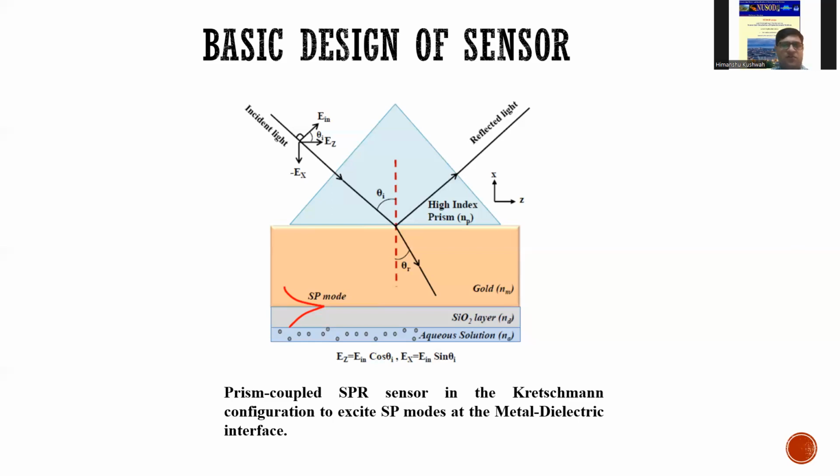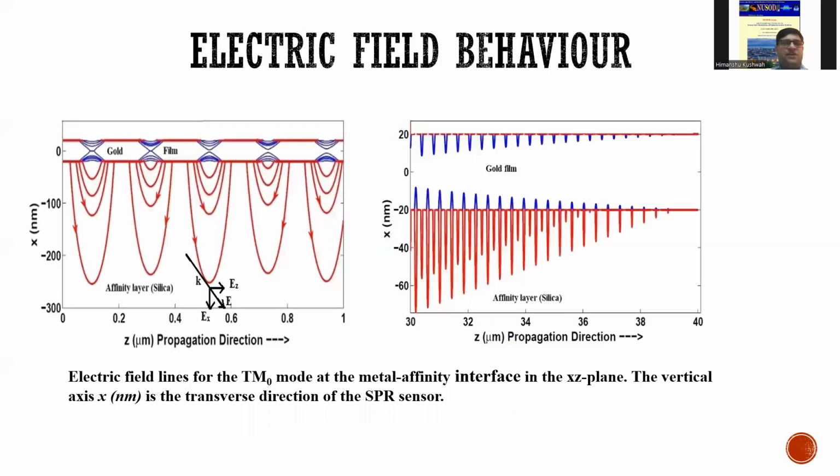So we define the input optical coupling efficiency as the percentage of the electric field intensity present in the input coupling electric field getting coupled into the SP mode, that is EX by E equal to sine theta I. The real part of the effective index of the SP mode can be directly calculated from NP sine theta I product. So then we plot the electric field behavior.